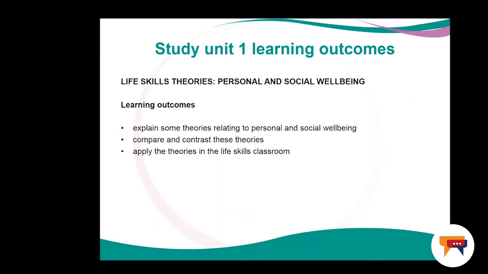Okay, now your actual study units for CSP2601. Study unit one is life skills theories, personal and social well-being theories. The learning outcomes are to explain some theories related to personal and social well-being, and you will see that reflected in some of the assignment questions, to compare and contrast different theories, and to be able to apply the theories that you're exposed to in the study guide in the life skills classroom.